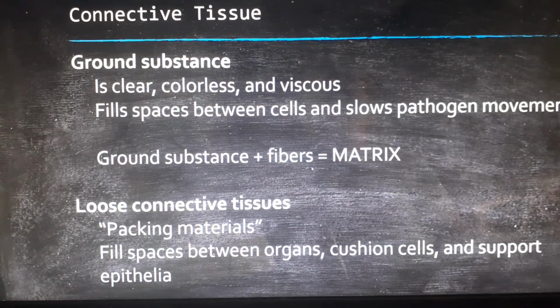Now, again, connective tissue has a ground substance and it has fibers. If you put those two together, you get the matrix of that particular connective tissue. The ground substance is clear, colorless, and viscous. That means it's kind of thick. It's thicker than water, and it fills up the spaces between the cells. Actually, it can be everything from a thick fluid all the way to a cement-like stuff in bone. All of that would be considered the ground substance. Loose connective tissues are often used as packing materials, cushions, and energy storers.